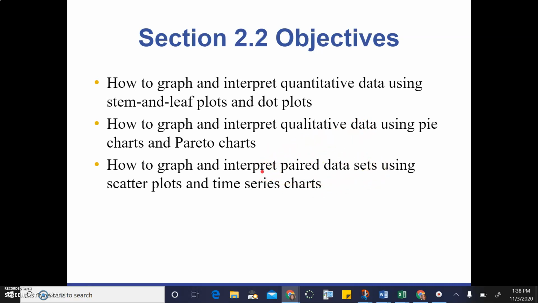And then paired data. That's if you have, for example in a time series chart, maybe it's days of the month and the weather each day, the temperature, or scatter plots where maybe you talk about how long you've been awake and some other awesome thing, like how much YouTube you watch, right? Two different things and you're comparing them.